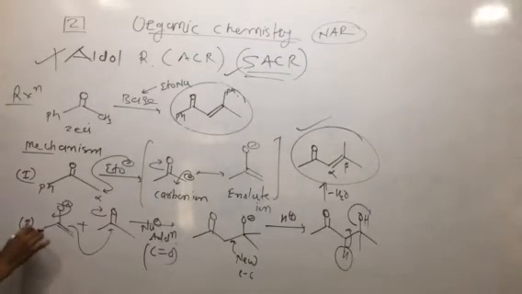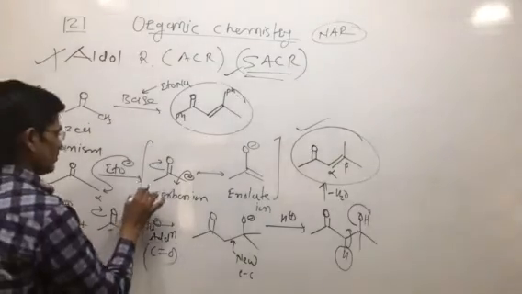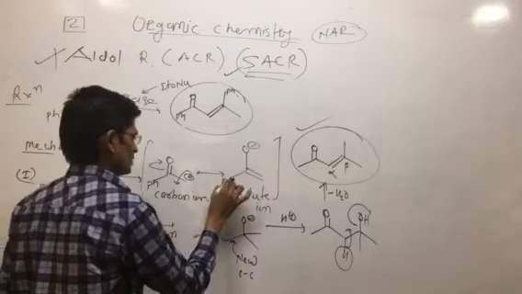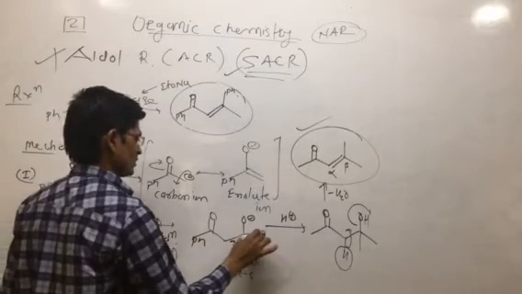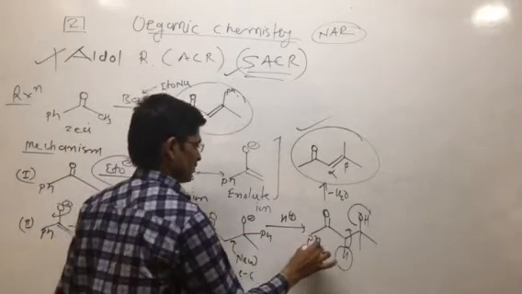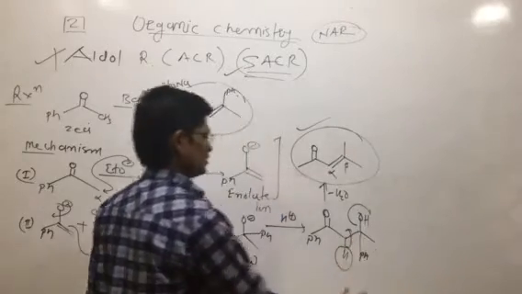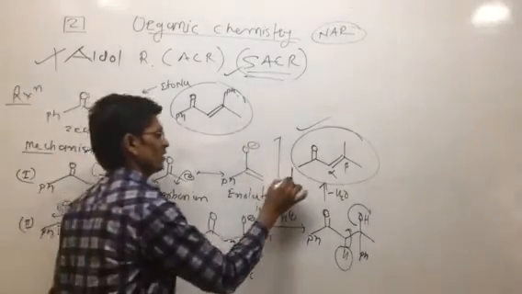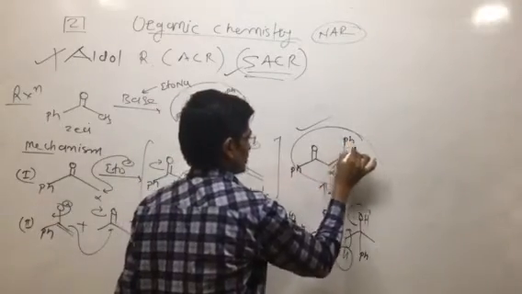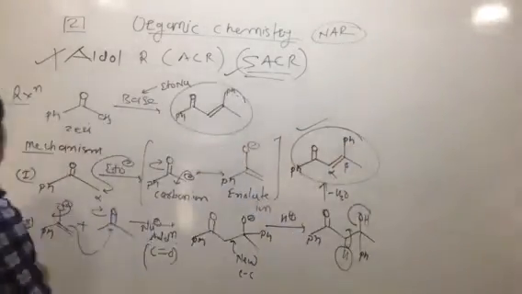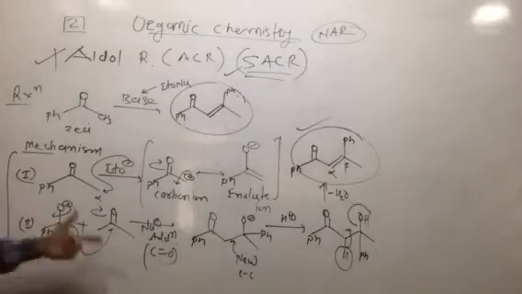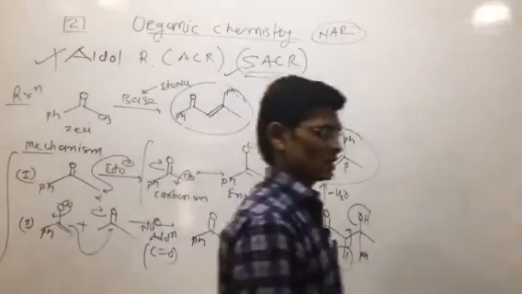What is this mechanism? Here we can take the mechanism. Ph is here, Ph is here. This one is Ph, this one is Ph, this one is Ph. So this is the final product, the alpha beta unsaturated carbonyl compound after condensation. This is the product of the simple aldol condensation reaction.